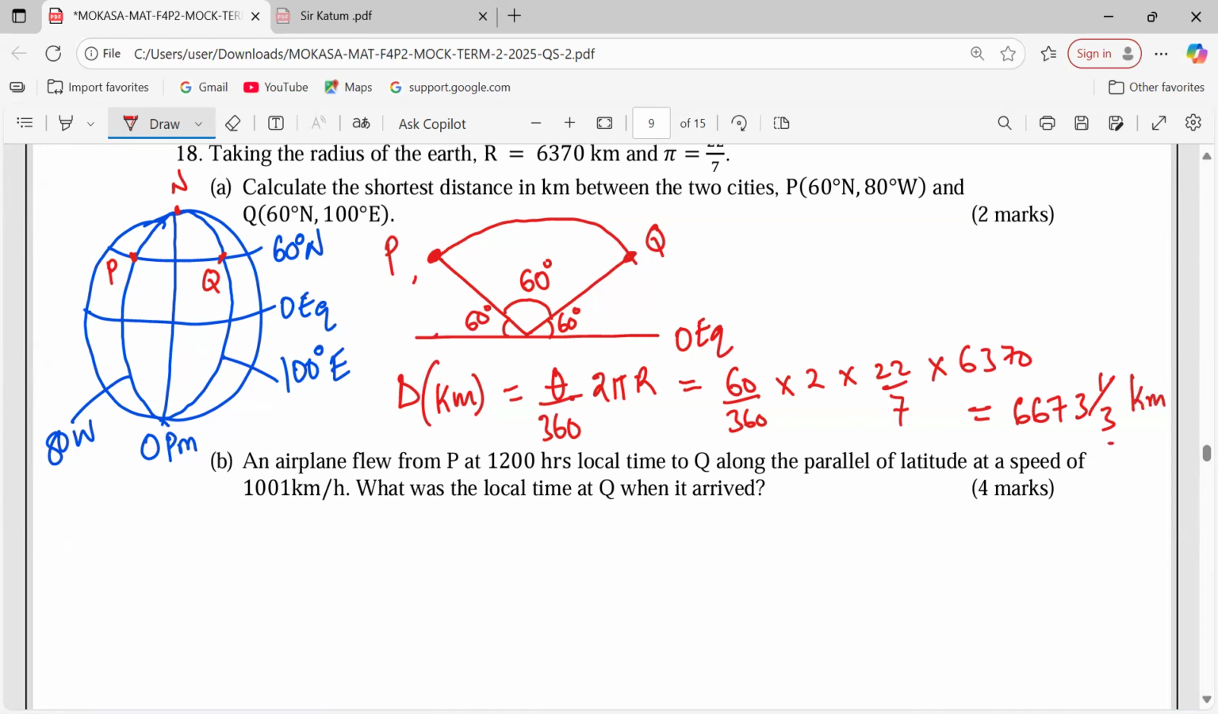Kilometers. Yeah, 6673 and a third kilometers. So that is it.